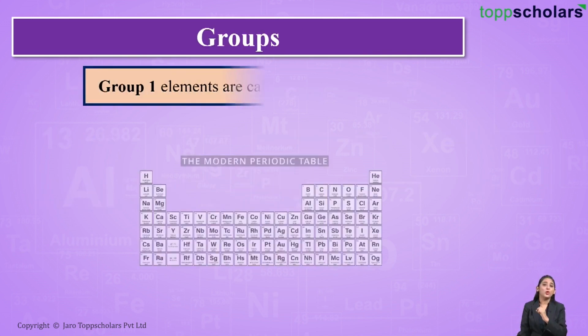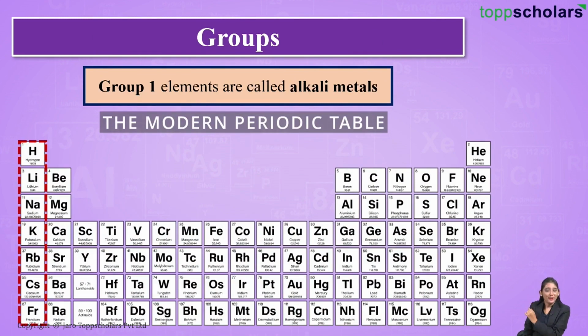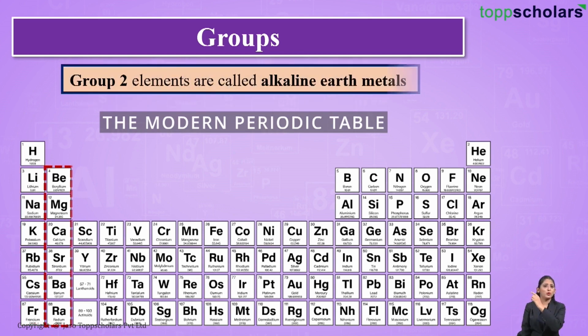Now friends, group 1 elements in the modern periodic table are said to be alkali metals. Why is this so? This is because group 1 elements react with water resulting in the formation of alkalis, and so they are called alkali metals. But what about group 2 elements? Yes, group 2 elements are called alkaline earth metals. Why is this so? This is because group 2 elements also react with water, giving you alkalis. And these group 2 elements are found in the Earth's crust and so they are called alkaline earth metals.